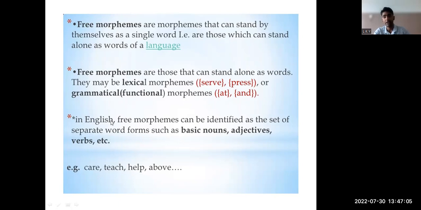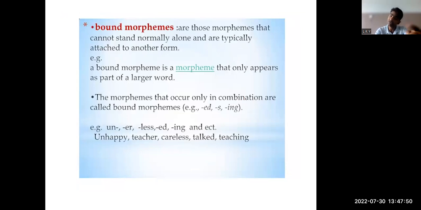In English, free morphemes can be identified as a set of separate words such as basic nouns, adjectives, and verbs. For example, care, teach, help, above. It means these are the words which can't be separated, and these words do not need any further addition of words to be expressed. Like care, it itself expresses its meaning. Teach itself expresses its meaning. Help and above also.